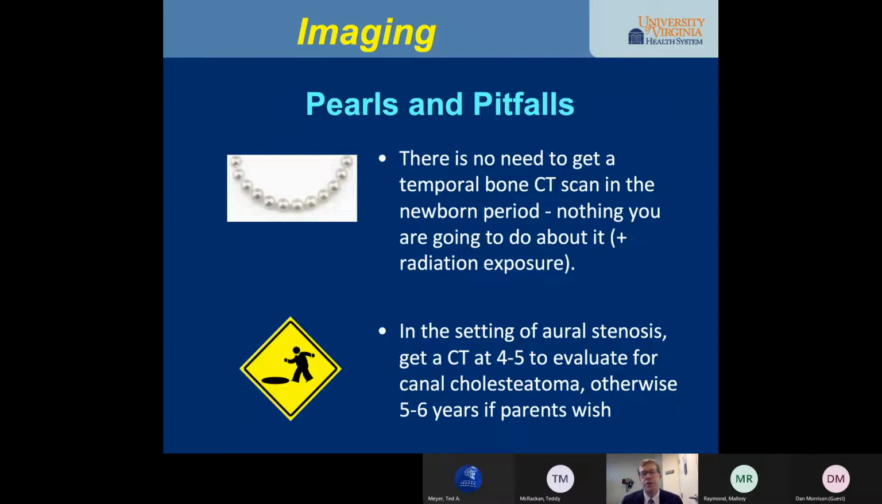In the setting of aural stenosis, so if there's a pinpoint or a stenotic canal, I generally recommend a CT scan a little bit earlier, around the age of 4 to 5, to evaluate for canal cholesteatoma. Otherwise, I generally get the CT scan around the age of 5 or 6 when the family is starting to consider candidacy, or at least starting to consider canal surgery to open the ear canal. Because if we don't open the ear canal until the age of 6 or 7, there's no reason to get the CT scan until the child is 5 or 6.